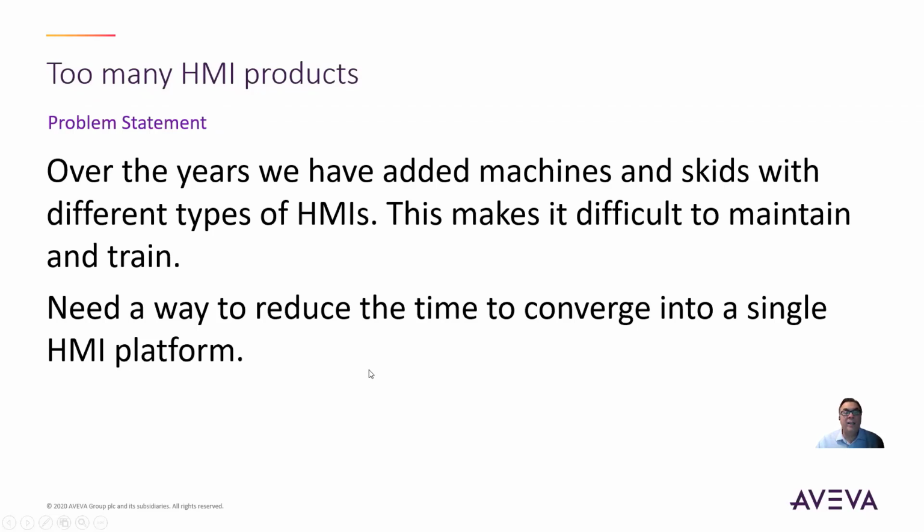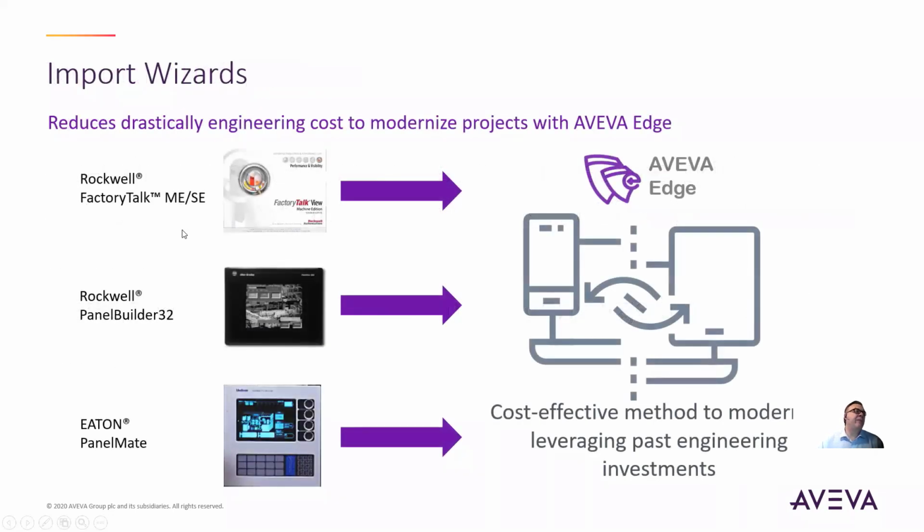Maybe they've had way too many, and now it makes sense to bring that into a single HMI platform. But the time to do it is maybe prohibitive. So what we've done, we have 3 different import tools. Starting here at the bottom, we have an import tool for Eaton PanelMate. We have one for Rockwell's PanelBuilder 32, and then also for Rockwell FactoryTalk, either ME or SE for FactoryTalk View, again for Machine Edition or the SE Edition.